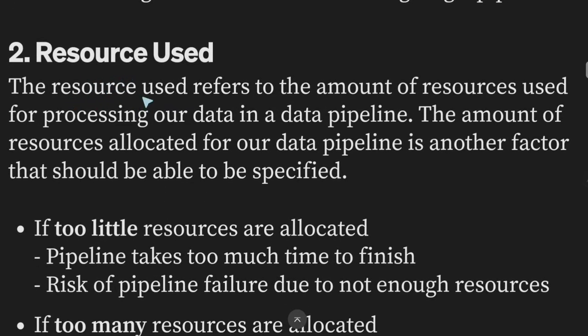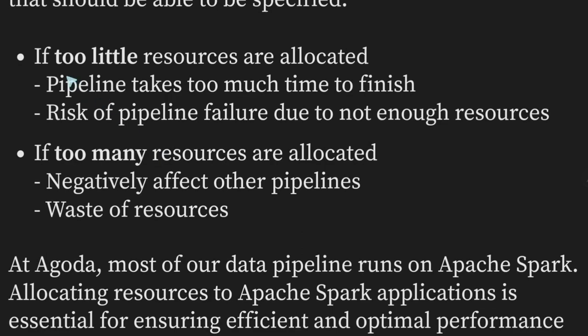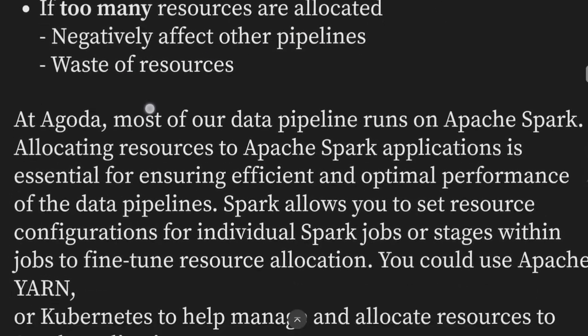2. Resources used. The resources used refers to the amount of resources used for processing our data in a data pipeline. The amount of resources allocated for our data pipeline is another factor that should be able to be specified. If too little resources are allocated, the pipeline takes too much time to finish and risks failure due to not enough resources. If too many resources are allocated, pipelines negatively affect each other and resources are wasted.